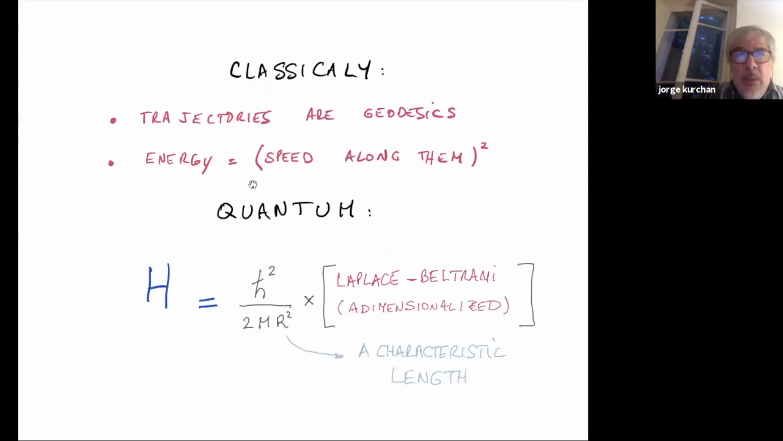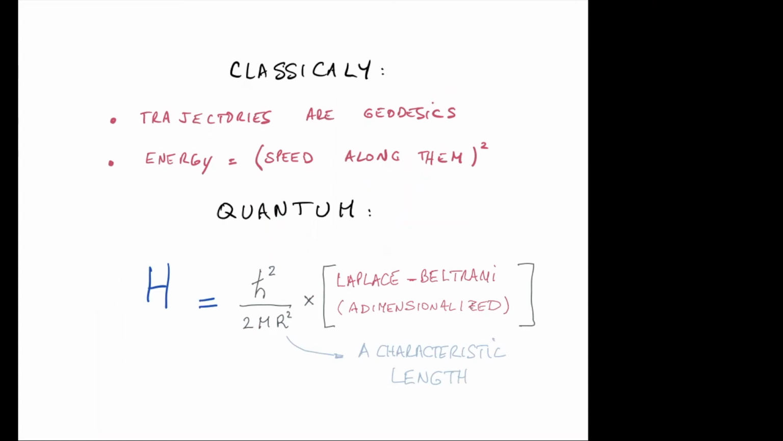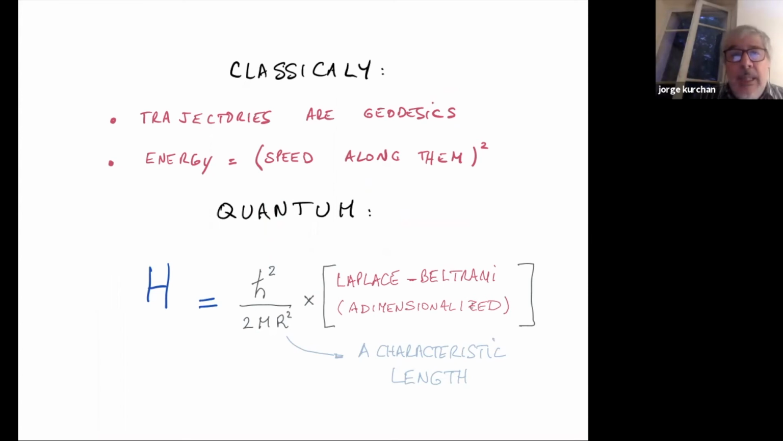Okay, so let us look at it a little bit more in detail. Classically, as I said, the trajectories are geodesics. This is very easy to prove. A geodesic is a line of minimal length between two points. And energy is basically the speed at which you happen to be walking on that geodesic.